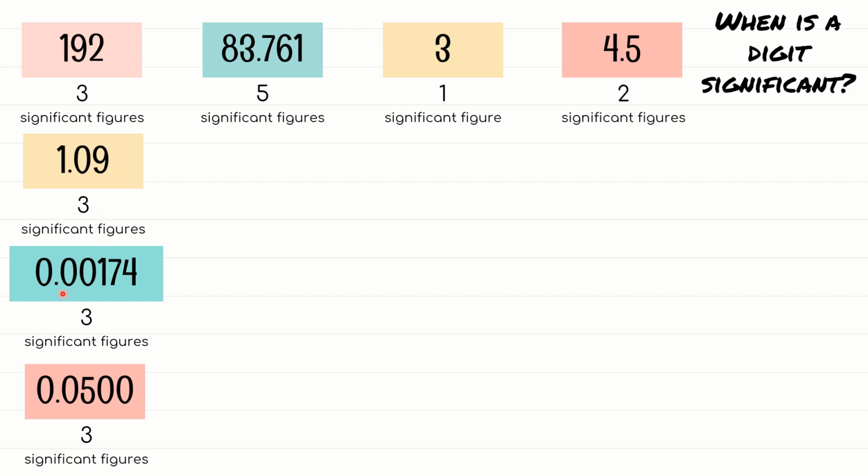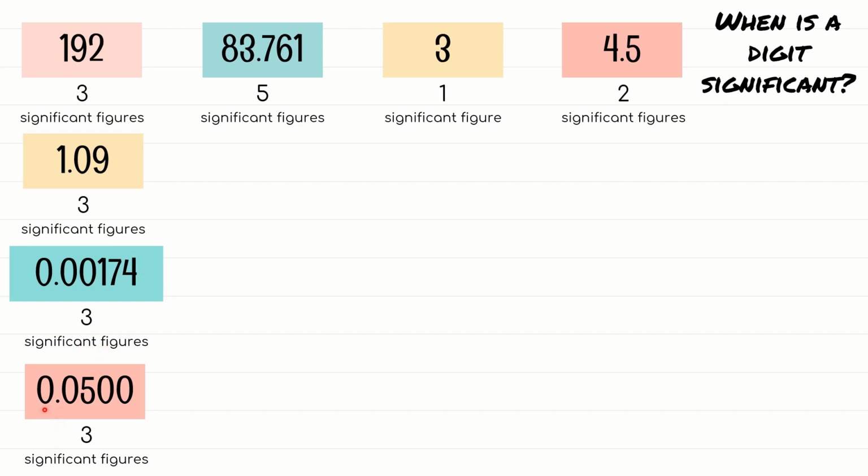However, in a decimal like this, when I have 0.00174, as long as I have zeros at the beginning, and there are no non-zero digits before them, that means if there are zeros at the beginning, I do not count these zeros as significant at all. I start counting my first significant figure from this number 1. So my significant figures are counted with 1, 7, and 4. So in this case, 174 counts into a total of 3 significant figures.